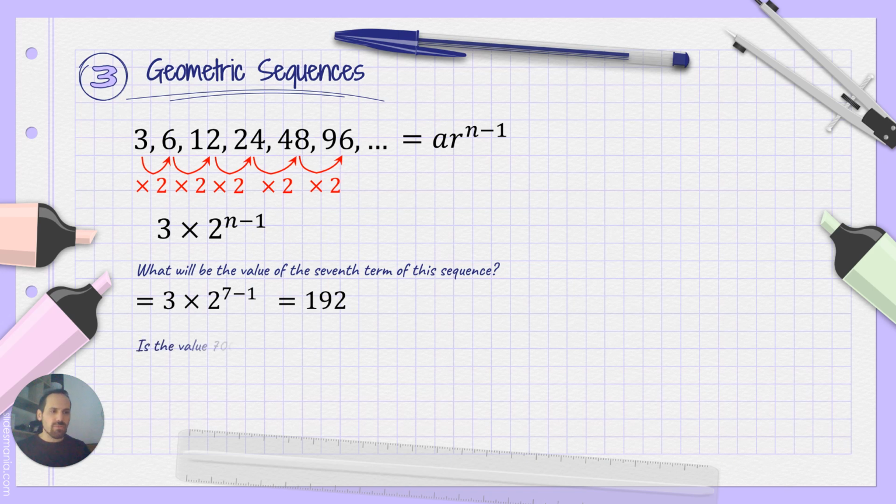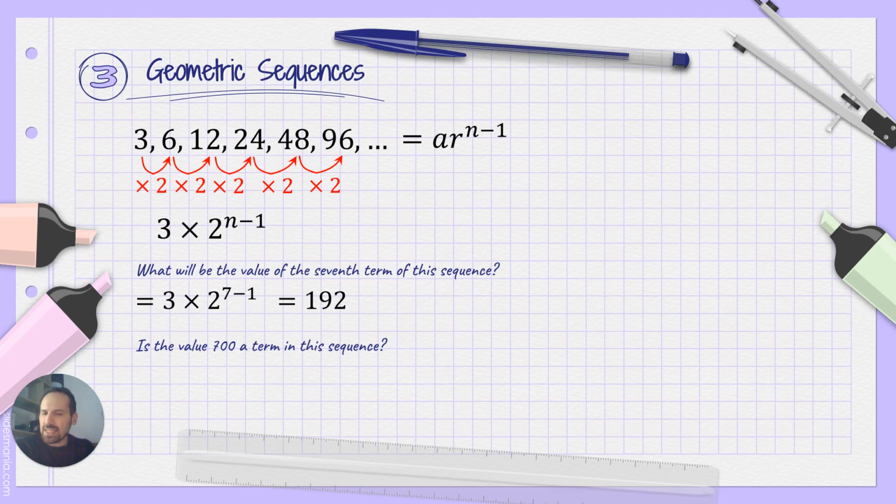But you see, these grow very rapidly. Now, say if we had a question like this, kind of like what we had before, where it was asking us to validate whether or not a term is in the sequence. So is the value 700 a term in this sequence? So how would we do that?